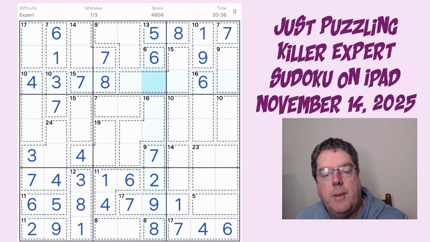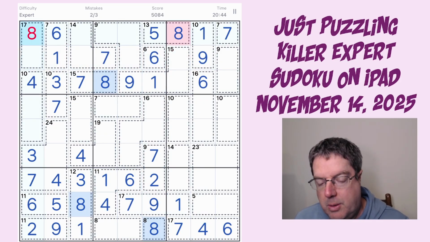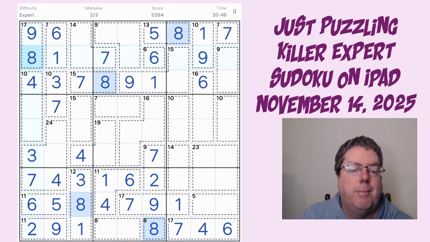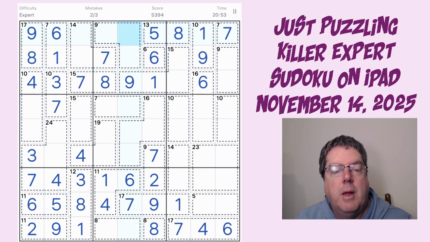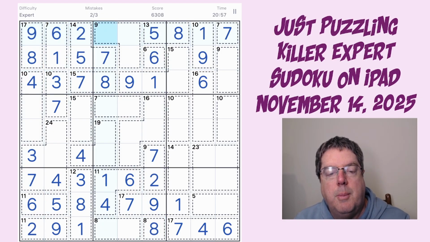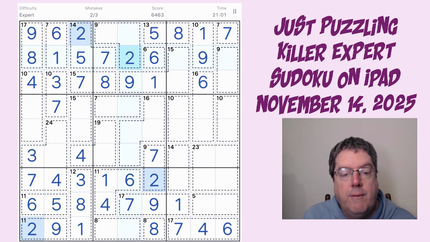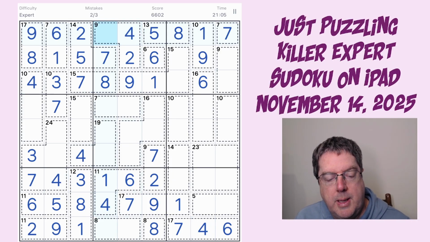So 9 can't be there, so that's a 9, leaving this to be a 1. 9 comes across here, so I meant to say 9 and 8. So that was a bit of a butterfingers with me. So 5 comes across here, so this is a 5, leaving this to be a 2. This can't be a 2, so this is a 2 here. Alright, so 3 and 4 there. 4 comes up here, so this is a 4, leaving this to be a 3.